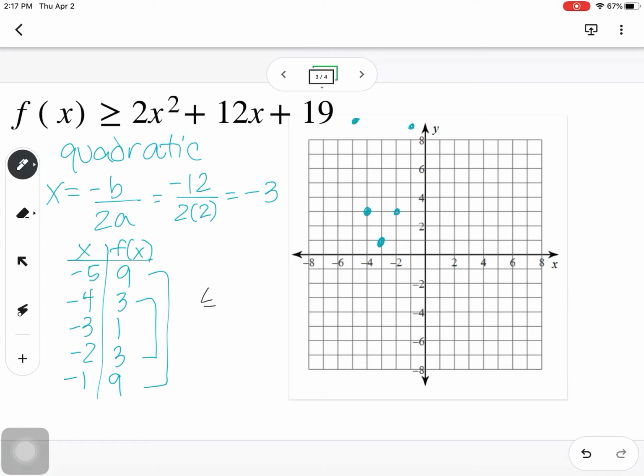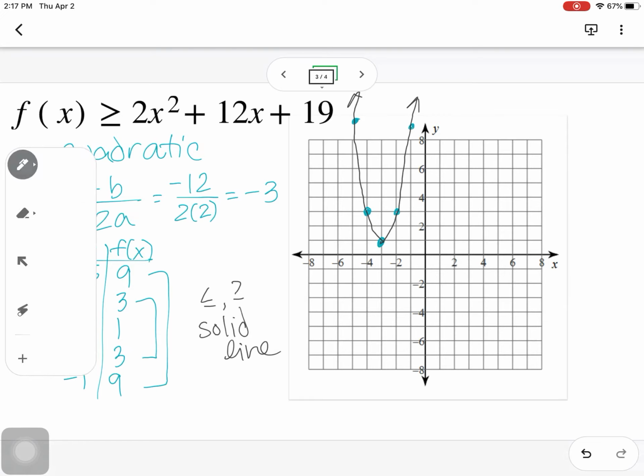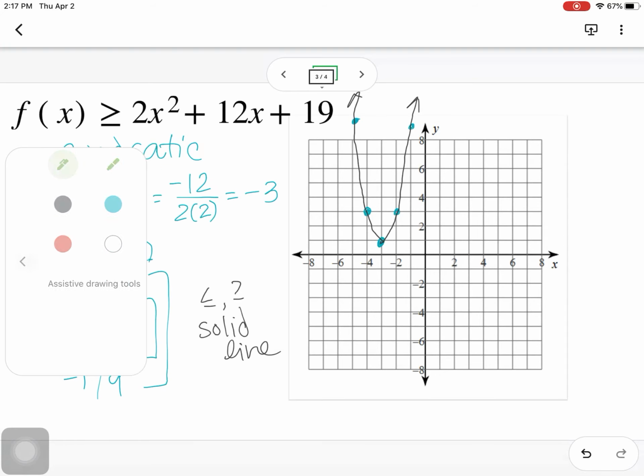Once you have that, now we do start thinking about our inequalities. Since it is either less than or equal to or greater than or equal to, I'm going to have a solid line. So when I draw this in, I am not going to have it dashed like the last problems. That's really indicating to you any points on the line do actually solve the inequality correctly because they're equal to. And then I need to think about the actual value of the inequality.